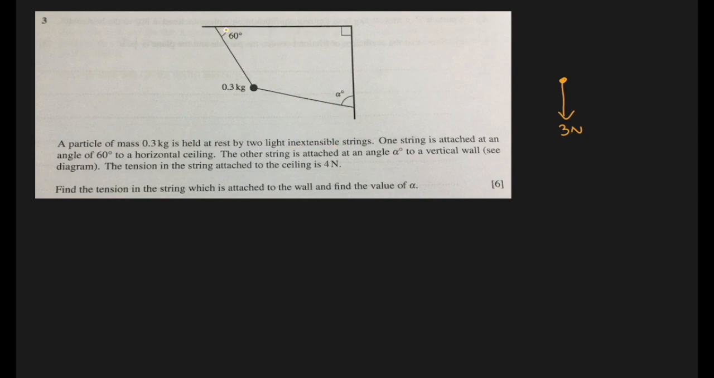is held at rest by 2 light inextensible strings. This is string, this is one string. One string is attached to the ceiling at 60 degrees. Okay, it's there. The other string is attached at an angle alpha to the vertical wall, and the tension in the string is 4 newtons. So here we have a tension of 4 newton. Find the tension in the string which is attached to the wall and find the value of alpha.